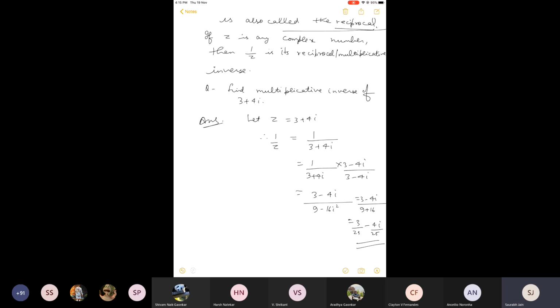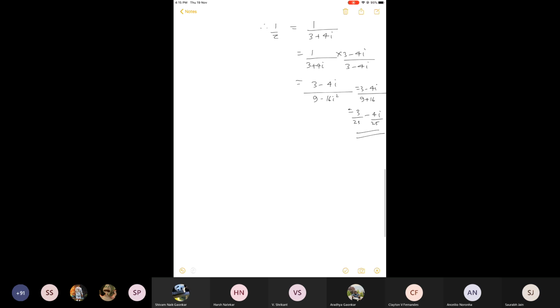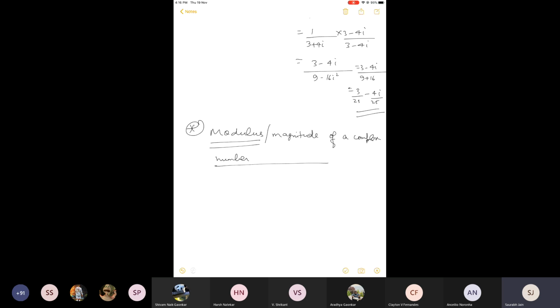Okay, now after this, there is one important term. Let us understand this term first. Modulus. This term modulus is more common in use, or they can ask magnitude. Modulus or magnitude of a complex number. First of all, you should know the geometrical meaning of this thing. Then you will be able to calculate it very easily.